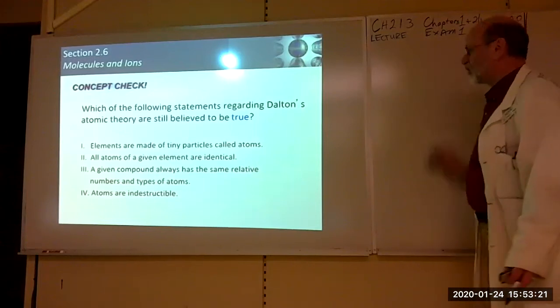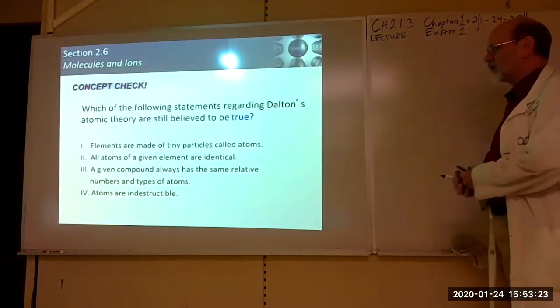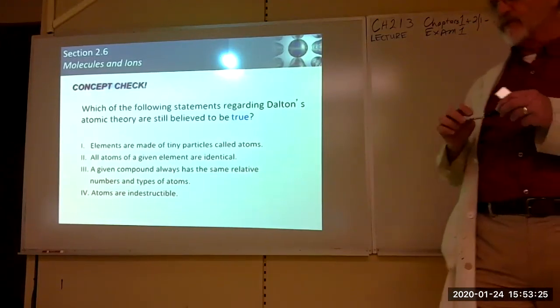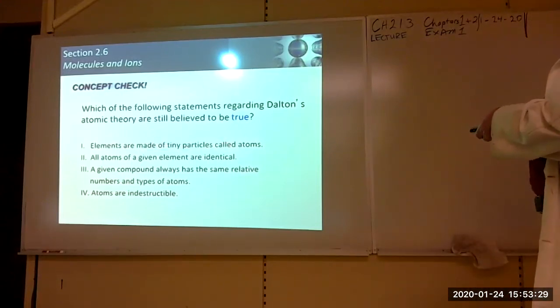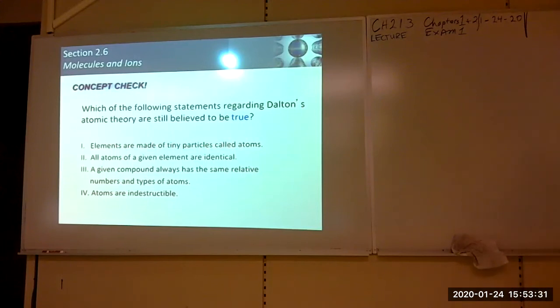This is kind of a tricky question. Which of the following statements regarding Dalton's atomic theory are still believed to be true? Elements are made of tiny particles called atoms. Yeah, that's still true. All atoms of a given element are identical. Not anymore. Not with isotopes. They're chemically identical, but they're not identical. If that makes any sense.